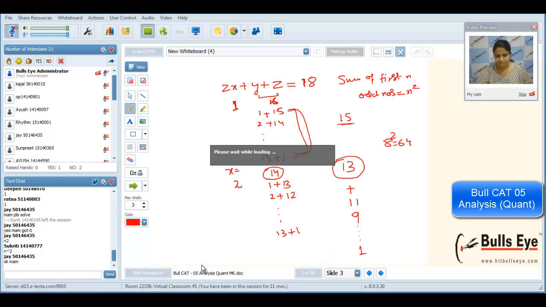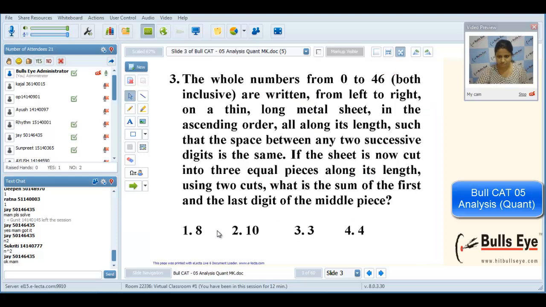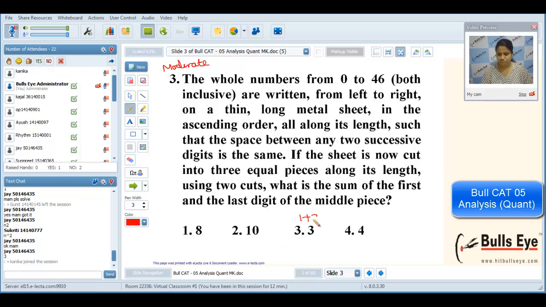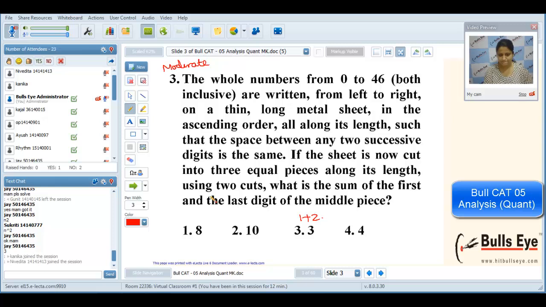Next question. I'll take it as a moderate question, only calculation, not a very big logic. Any problem in this question? Yeah, third option, this is the answer. I mean 1 plus 2. This is the answer, 3. Any problem in this question?